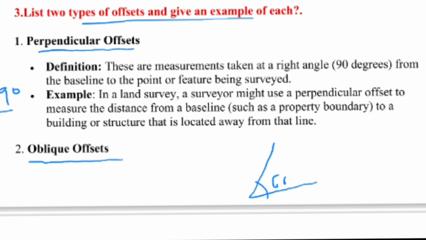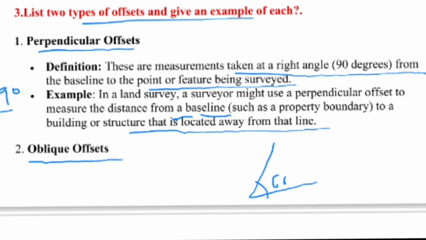We have to define that the measurement is taken at a right angle to the baseline of the point being surveyed. For example, when you do a land survey, you measure the 90 degree offset from the baseline to the boundary of the property. There you can use this type of offset.